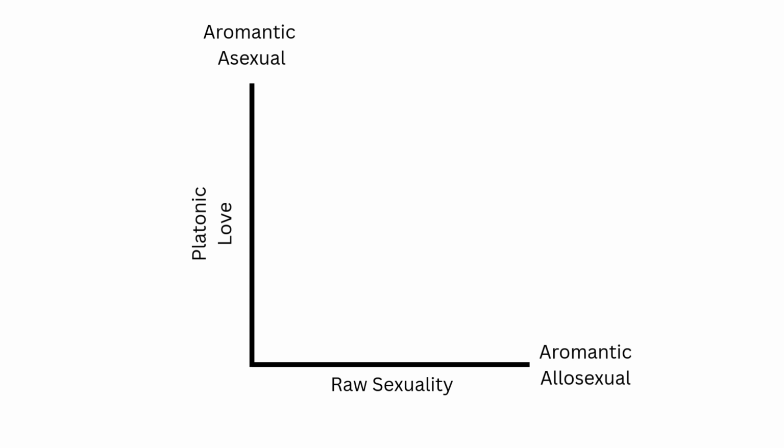So, as I mentioned earlier, this is not to imply at all that aromantic allosexuals do not experience love. This just means that for them, love and sexuality do not intersect to form romantic attraction. If you want to think about it mathematically, if we say sexuality times love equals romance, sexuality times 0 would equal 0.